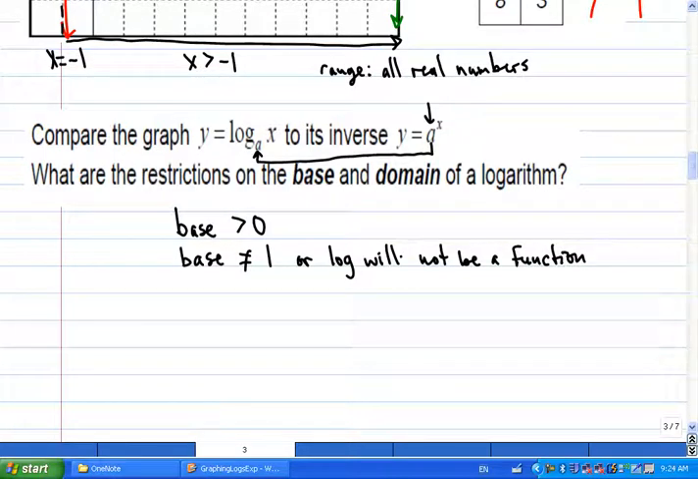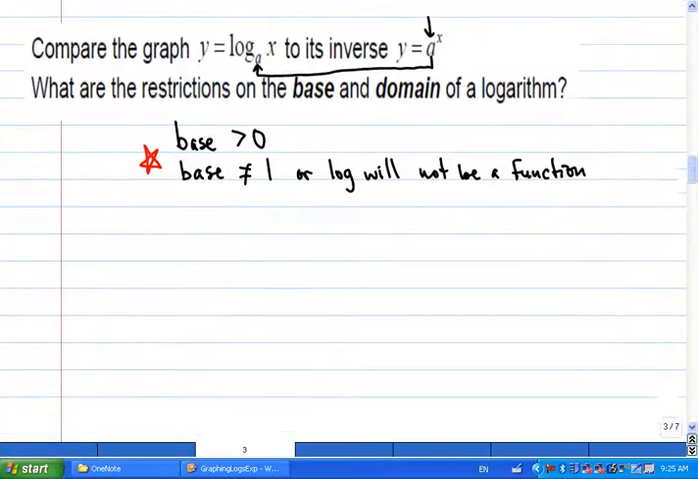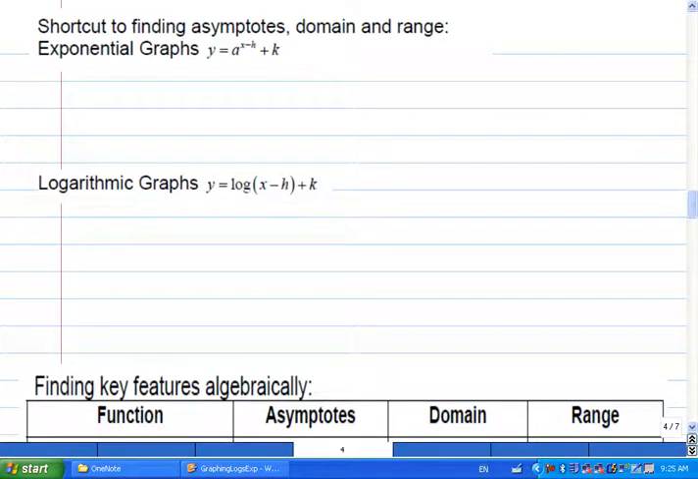And that's the same reason why we don't include an equal sign here, because if it was equal to 0, the log would also not be a function. So we have to be careful about this, and we'll talk about it a little bit more shortly. Okay, so let's talk about some shortcuts now.